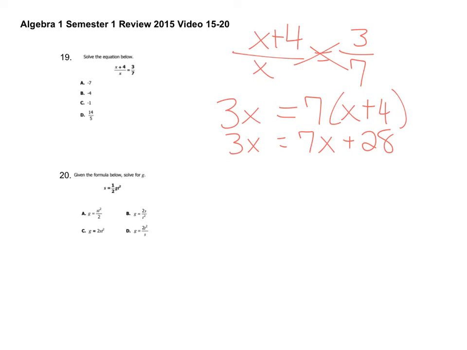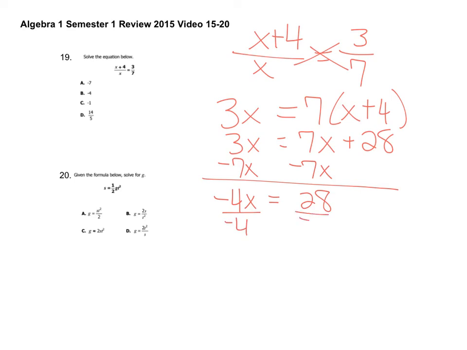That confuses some people. So in order to keep a variable over there, I'm going to move the 7x. You will get the same thing if you do it correctly, moving the 3x. You just have to remember to put that 0 there since nothing else is on that side of the equal sign. So I have negative 4x equals 28. I'm going to divide both sides by negative 4, and x is negative 7. That's A.